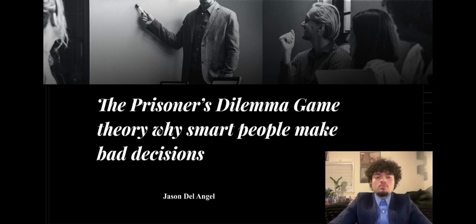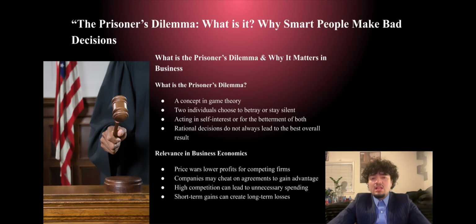Why smart people tend to make bad decisions. As you see right here, Prisoner's Dilemma, what is it, and why do people make bad decisions? It's a concept in game theory where two individuals choose to either betray or stay silent, acting in either one's self-interest or for the betterment of the team. Rational decisions do not always lead to the best overall result.